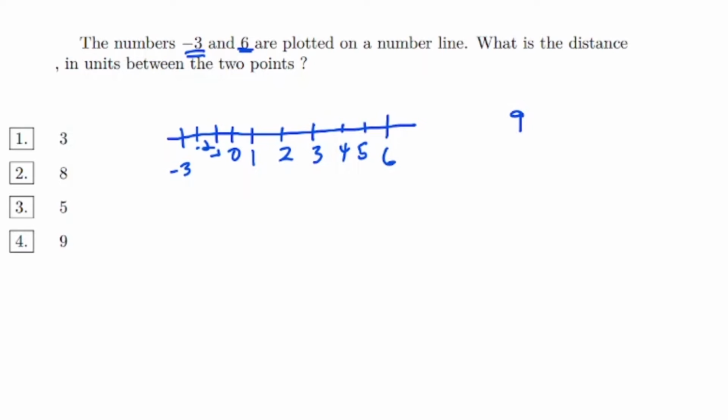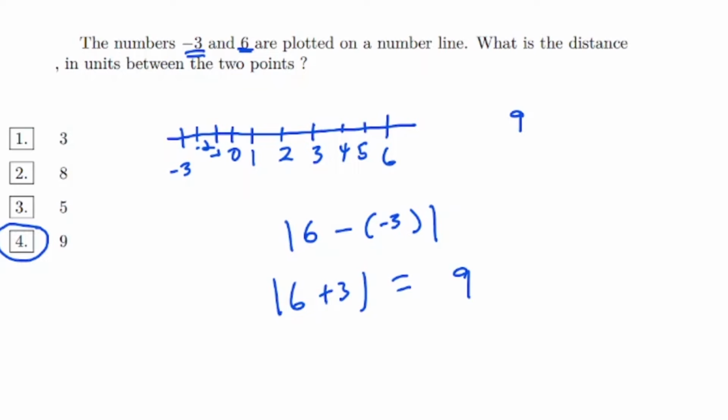It's 9. Another way is to say, what is 6 minus -3? And then you put the absolute value sign around this. So this is 6 plus 3. And the absolute value of this is 9. So 9 is the correct answer.